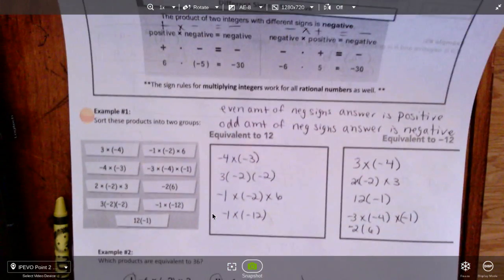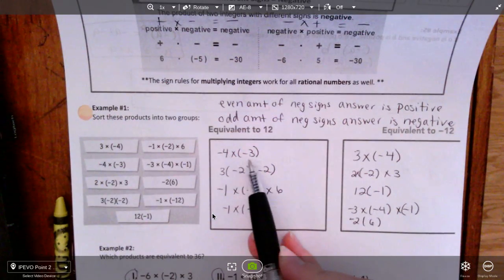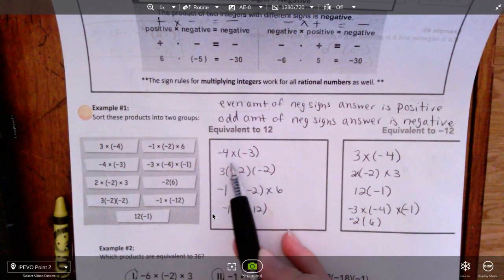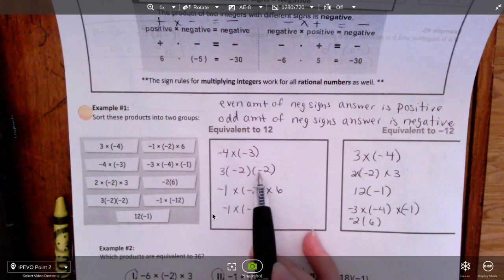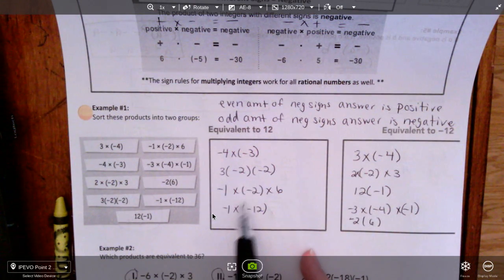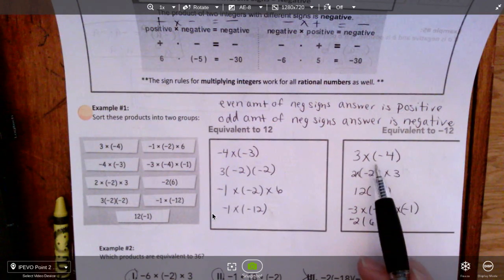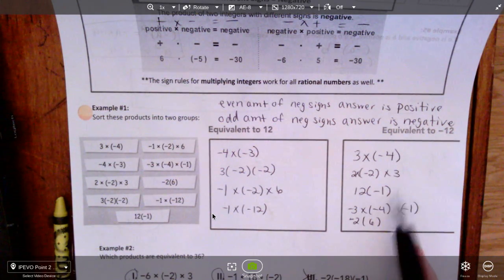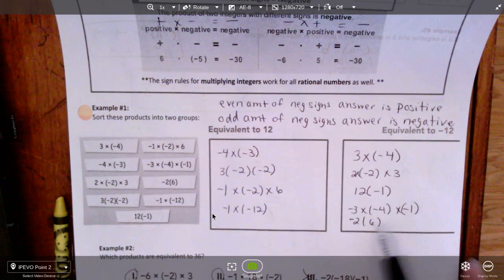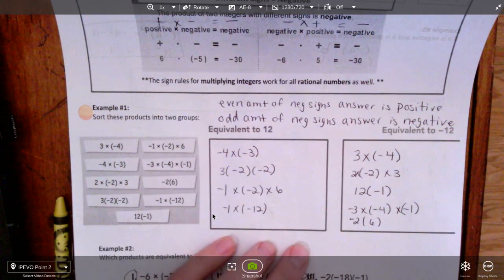So here I have my answers. With 4 times negative 4 times negative 3, an even amount, 2 negative signs, 2 negative signs, 2 negative signs, all of those are equivalent to 12. Over here, I have 1 negative sign, 1 negative sign, 1, 3, and 1. So all those are equivalent to negative 12.